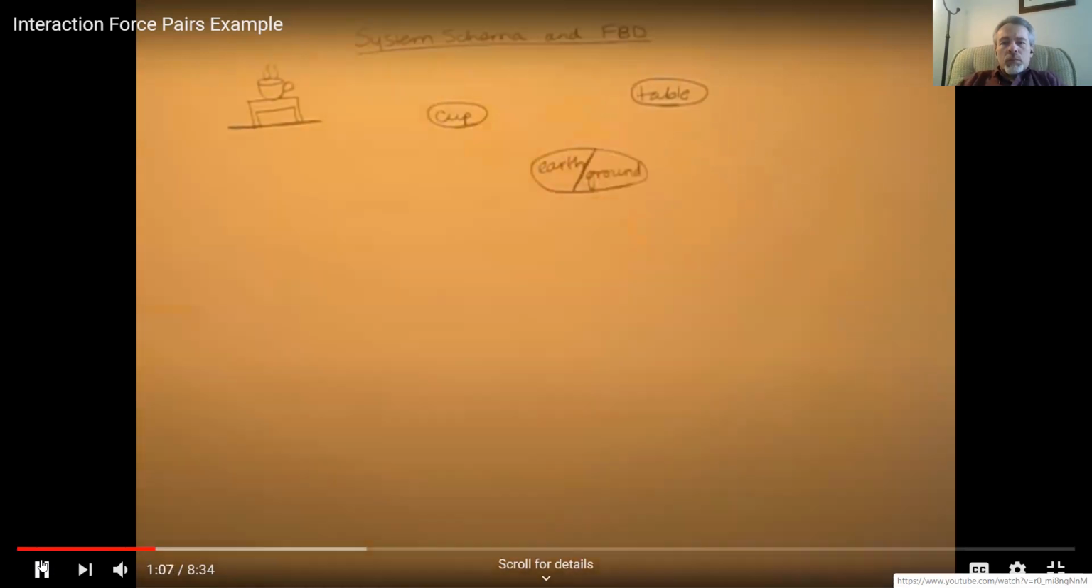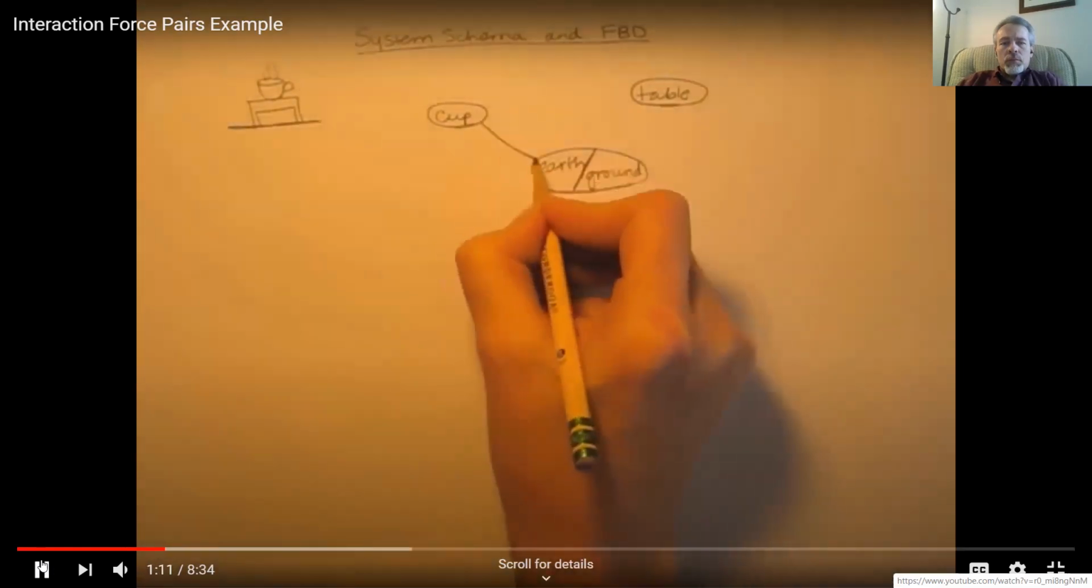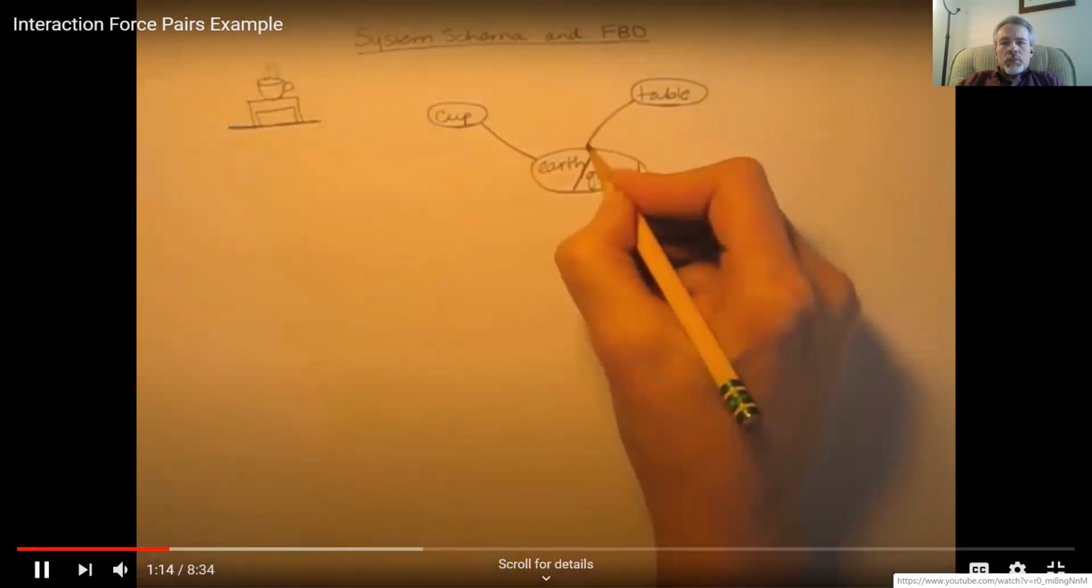So, to now draw our interactions. There is a gravitational interaction between the cup and the earth, and the table and the earth.